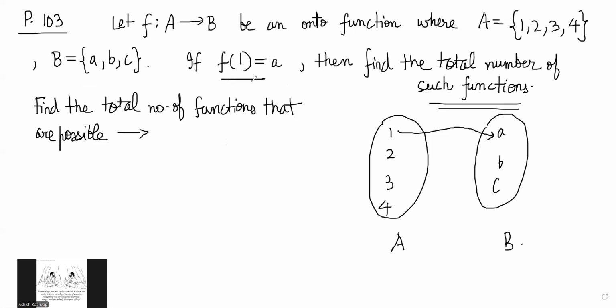One of the inputs has already been linked to an output. So f of 1 is already given as a, right? Now you have to decide what happens with 2, 3, and 4. Since there is no restriction, 2 could have been a, 2 could have been b, 2 could have been c. So there are 3 choices for 2. And similarly, there are 3 choices for 3 and 3 choices for 4. So the total number of choices is 3 into 3 into 3 or 27. This is the total number of functions without any restrictions.